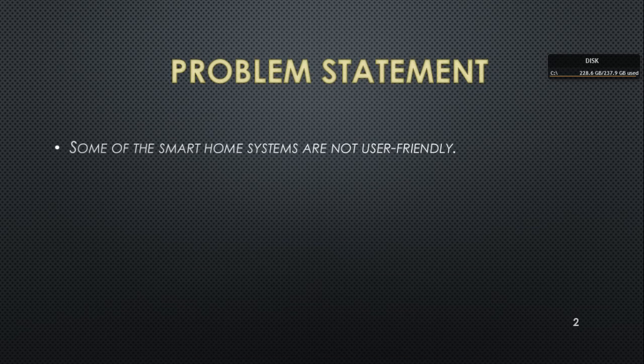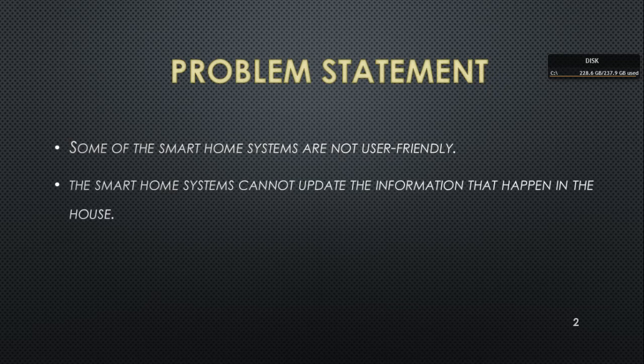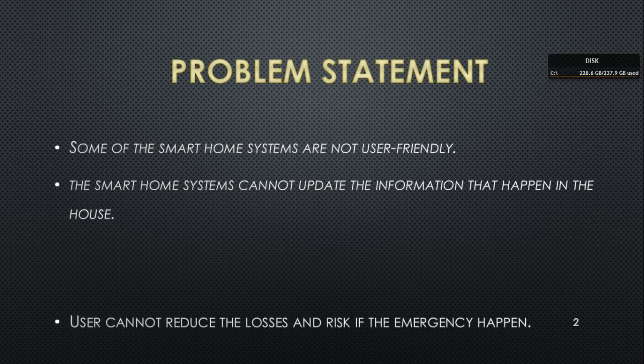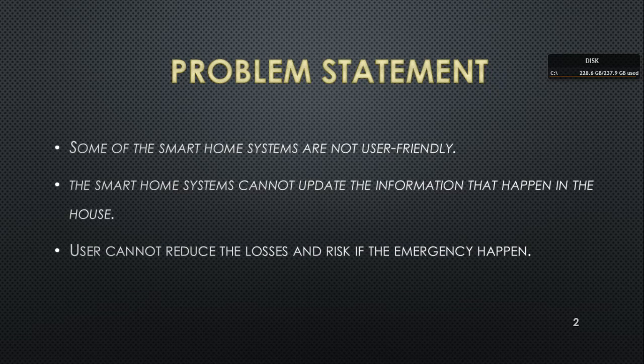Now, let's move to the problem statement. First, some of the smart home systems are not user-friendly. Second, the smart home system cannot update the information that happens in the house. Last, the user cannot reduce the losses and risks if an emergency happens.